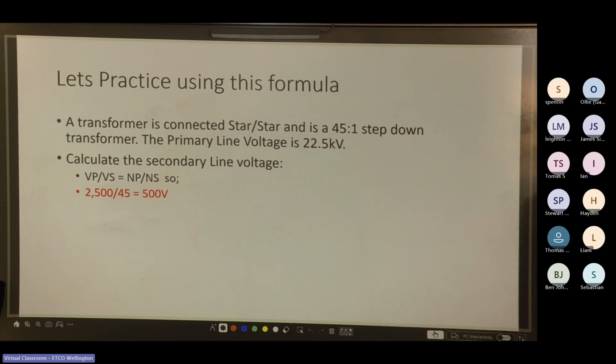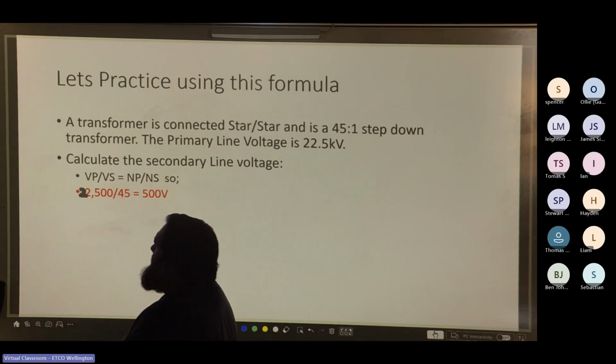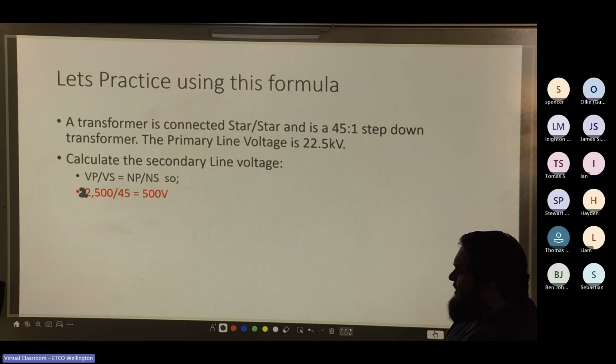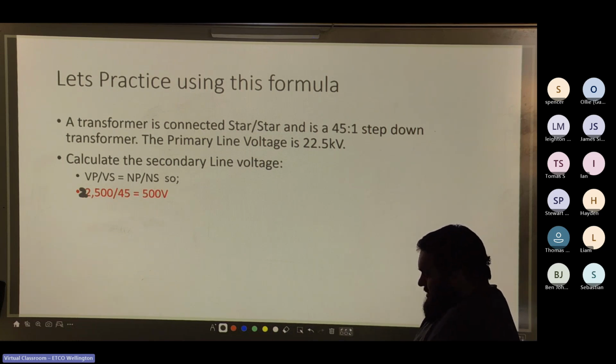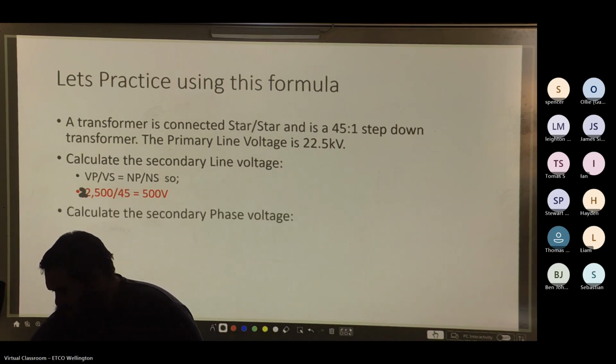Yeah, actually, it should be 500 volts. For some reason, someone forgot to put the extra 2 in there. That's 22,500 divided by 45 does give 500 volts. And from there, we can calculate secondary phase voltage.